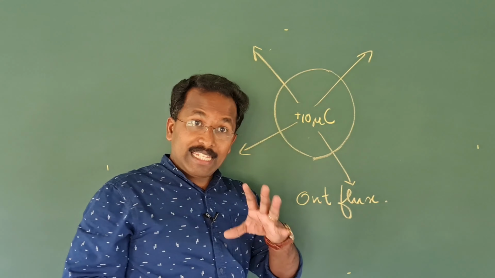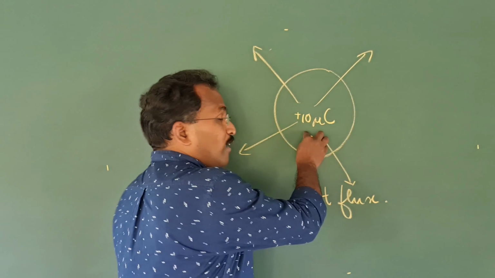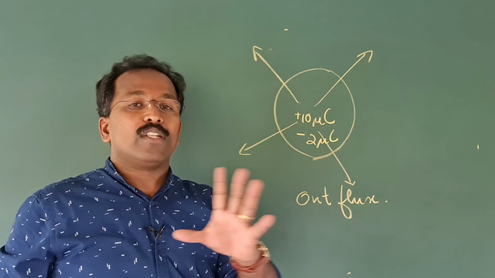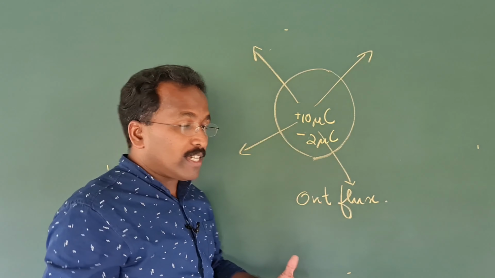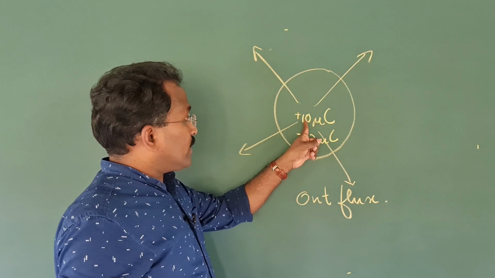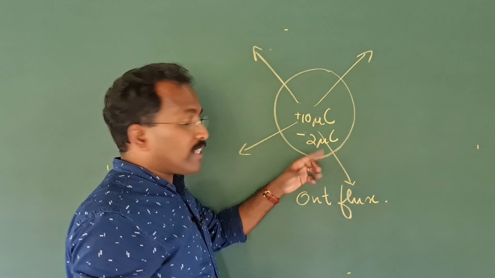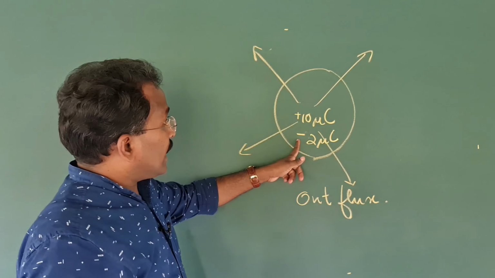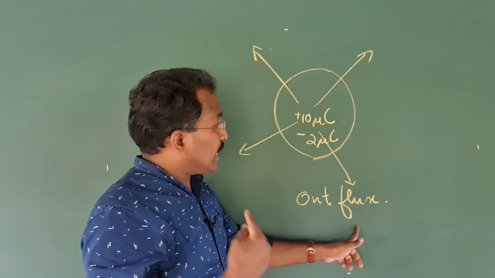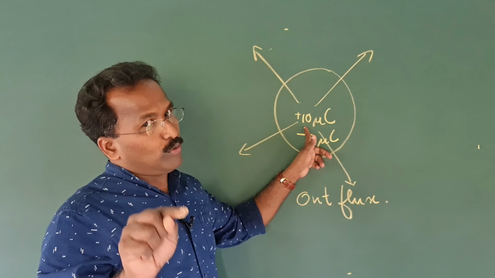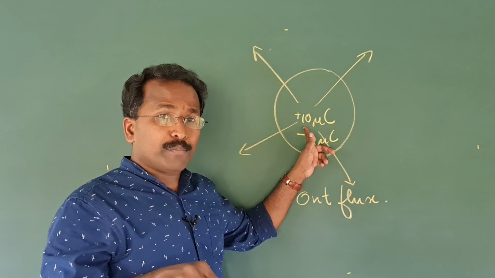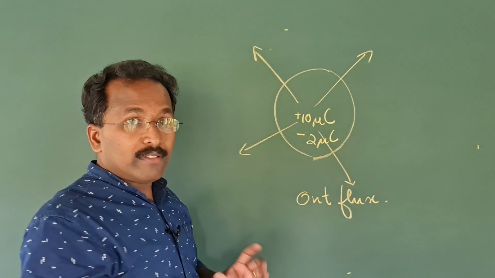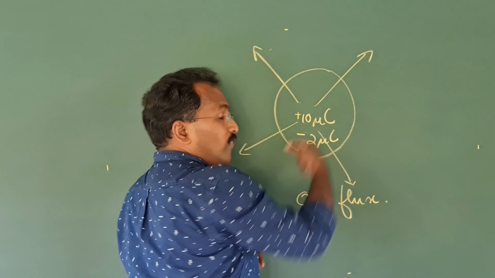And imagine this scenario. Along with this positive charge, imagine a minus 2 microcoulomb negative charge also. That is, this time you have positive charge and also negative charge. This positive charge produces outflux and this negative charge produces influx. And in this case, you will have an outflux equal to the outflux of 8 microcoulomb. Correct, no? How is that 8 microcoulomb coming? We take the sum, the difference. So, if you have both positive and negative charges, you will have both outflux and influx.